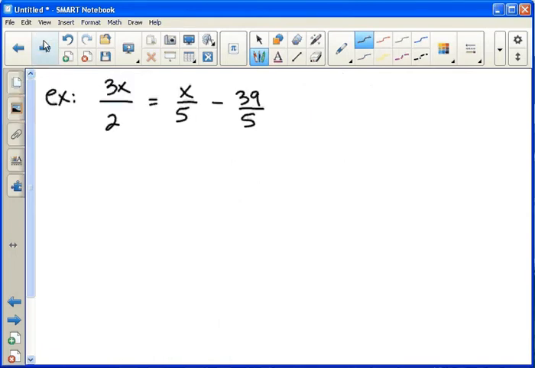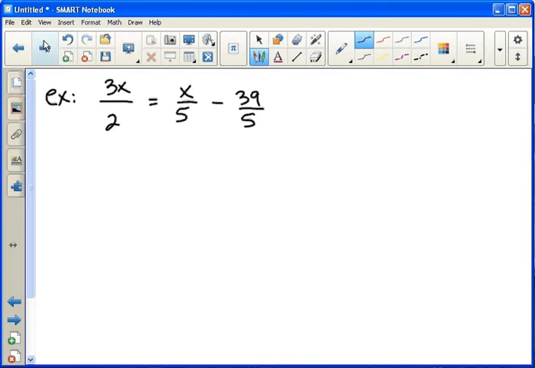Okay, now, if we have something like this with a fraction, the easiest thing to do is to get rid of the fraction first, or the fractions, I should say. And the way we do that is by multiplying by the common denominator. So we look here and we have a 2 and a 5. So we need a number that will cancel out both 2 and 5.